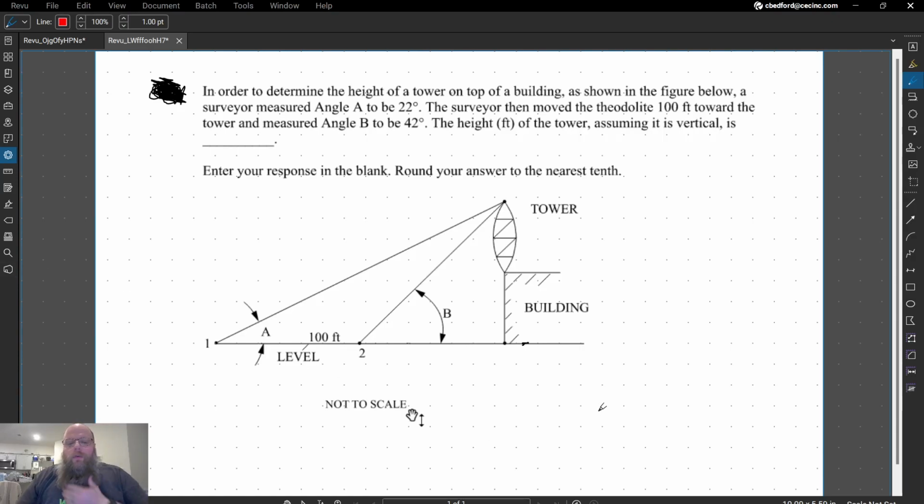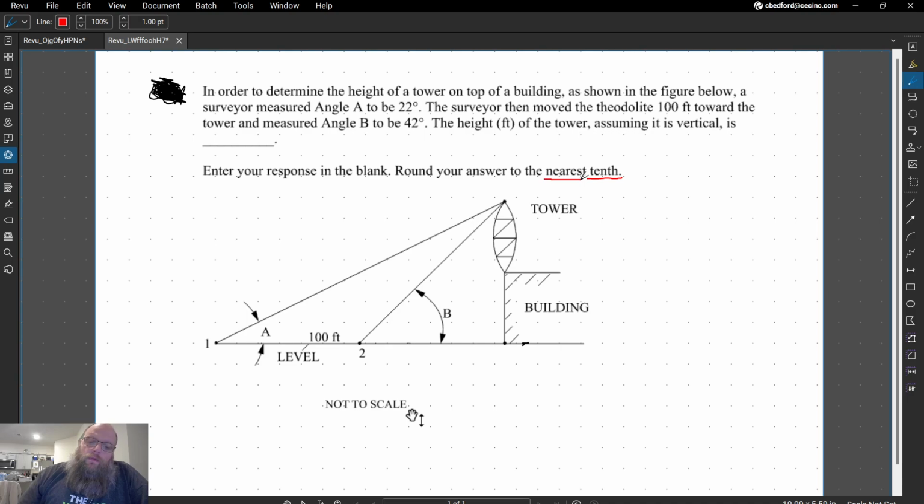All right, so I'm just going to go through one of the practice problems here for the FS exam. I always just start out by making sure that I understand exactly what it is we're looking for. Question, this one's pretty straightforward. The height of the tower, assuming it is vertical, is blank. Fill in the blank, round to the nearest tenth. That's important.